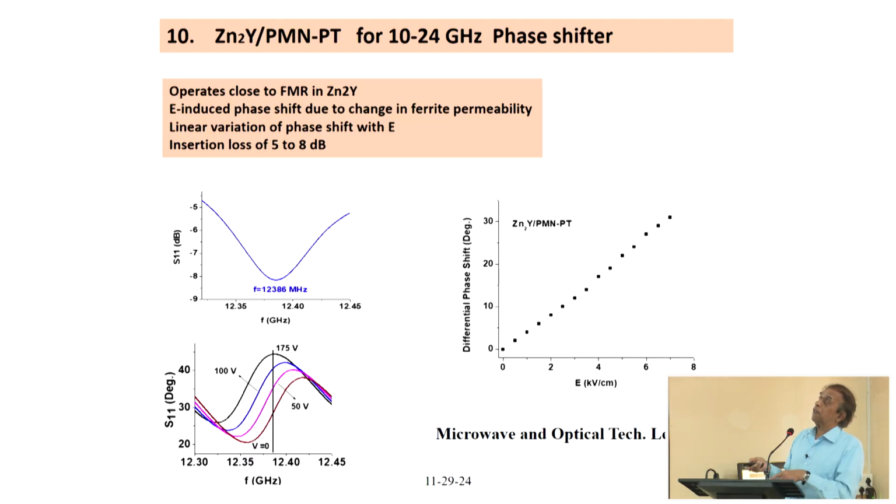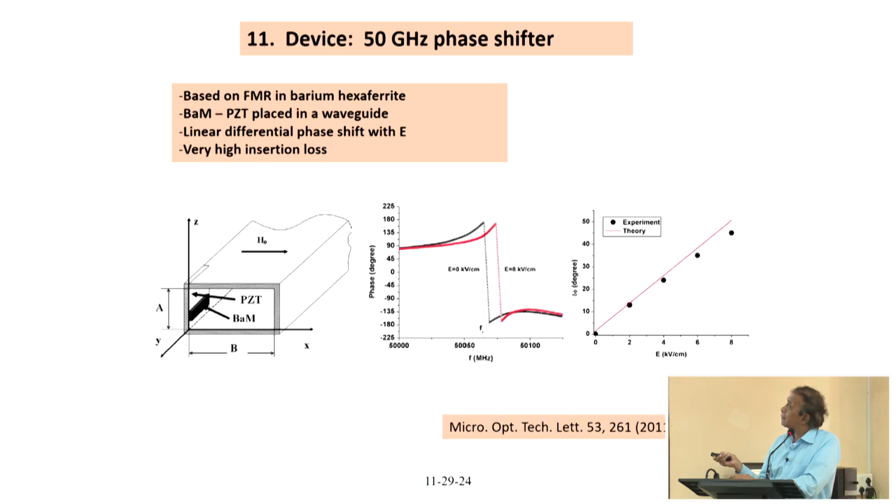So, I can put together a similar phase shifter operating at much higher frequency from 10 to 24 gigahertz with a bilayer of zinc 2Y and PMN-PT. And these are phase shifters operating at 50 gigahertz using barium hexaferrite.